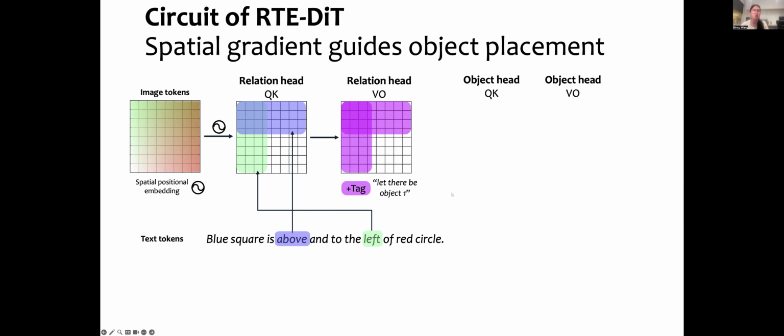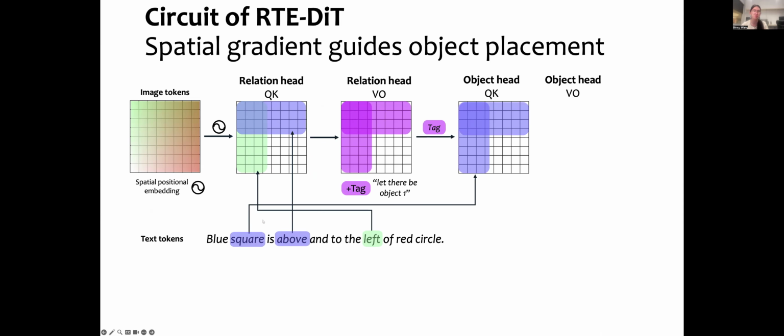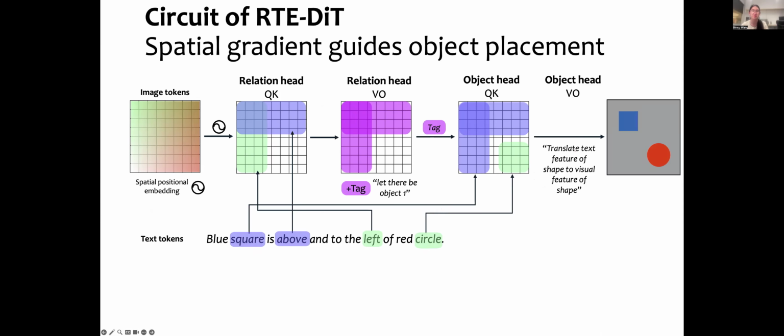And then there's a downstream object head reading this tag. The tokens tagged with this label pay attention to the first object in the sentence, which is square. And the tokens without the tag will pay attention to circle. And then the VO circuit will translate the text features of shape into visual features of shapes, giving rise to the final image across diffusion steps.